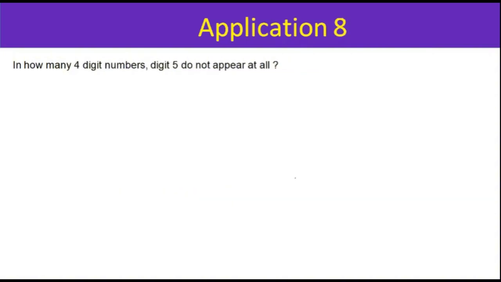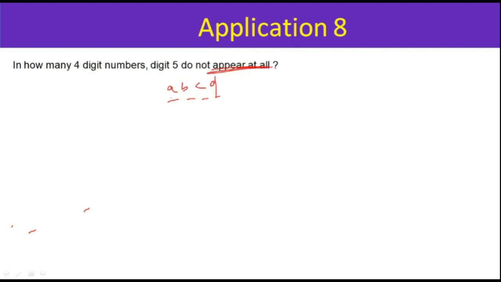Perfect. Then I want you guys to solve this within the next 15 seconds. Come on. Well, fairly simple. In how many 4-digit numbers does digit 5 not appear at all? In the interest of time, I'll just solve it for everyone. Again, you don't have to do manual calculations. It's a 4-digit number, A, B, C, and D. Digit 5 does not appear at all.